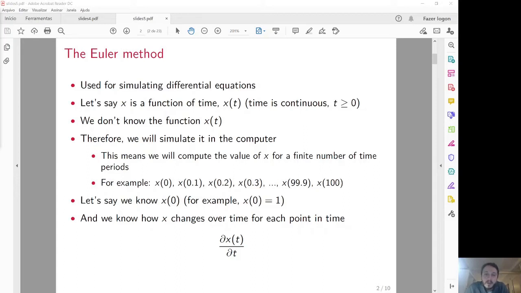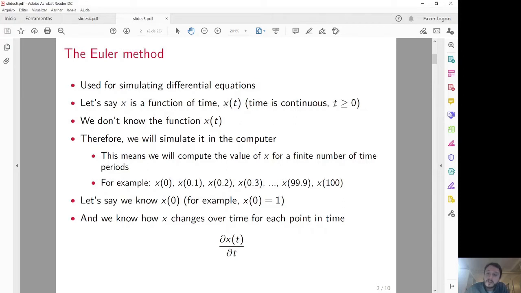Right. Let's start the first part of the class now. And we're going to learn how to solve a differential equation in the computer. So let's call our variable x. That's the variable we want to characterize. And this variable is a function of time, t.